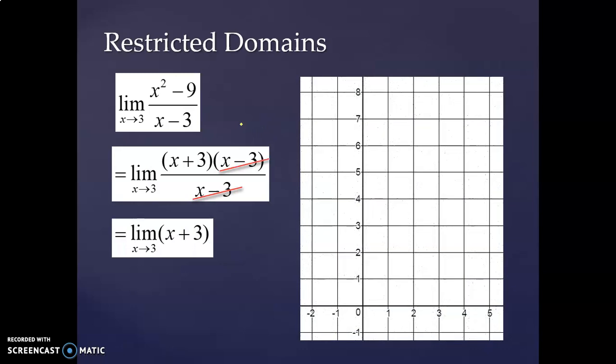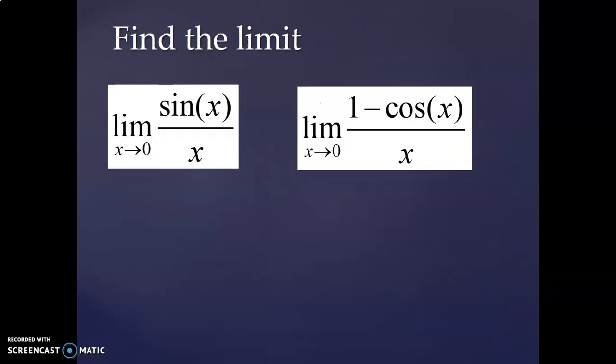And this is just graphically looking at what we were talking about there. So you got your hole up there. Okay, now some problems cannot be manipulated using factoring or any of the other tricks. So sine of x over x, if I plug in 0, sine of 0 is 0 divided by 0. 0 divided by 0, we don't know what that is. And there's no easy way to factor this.